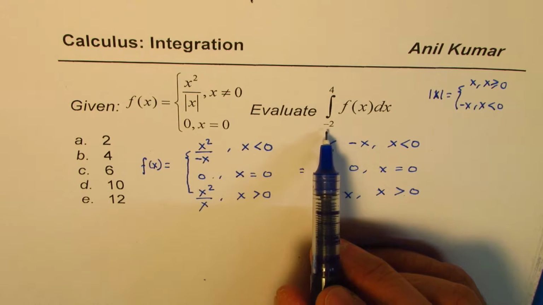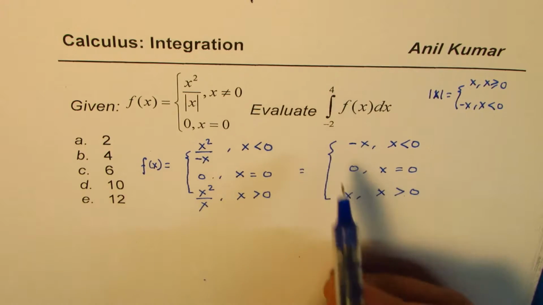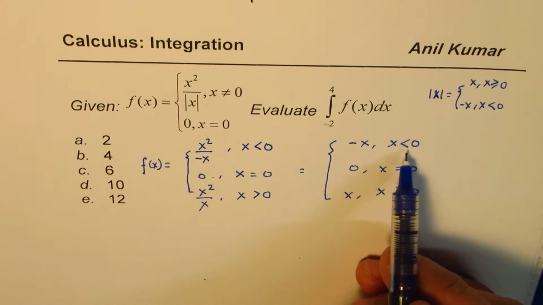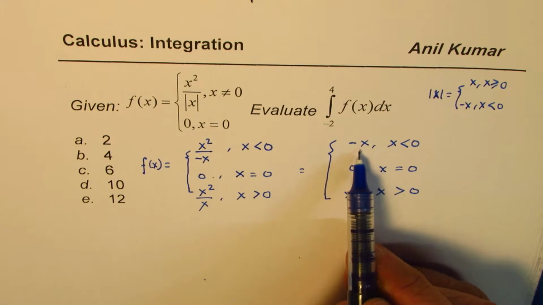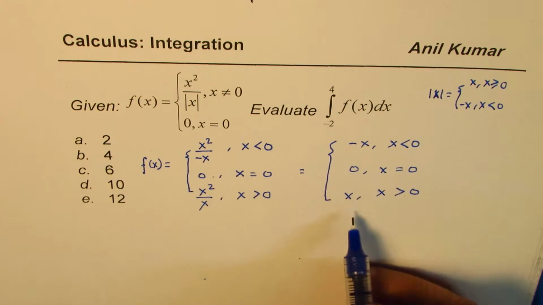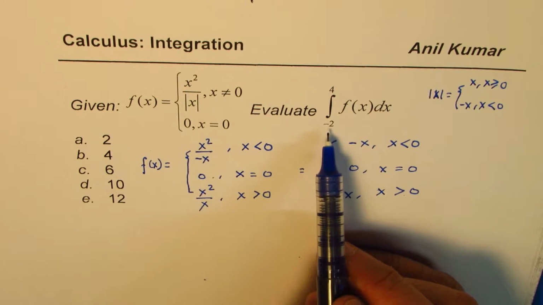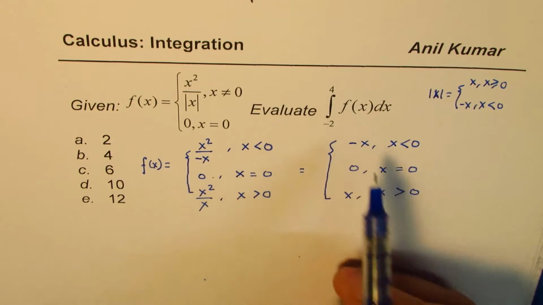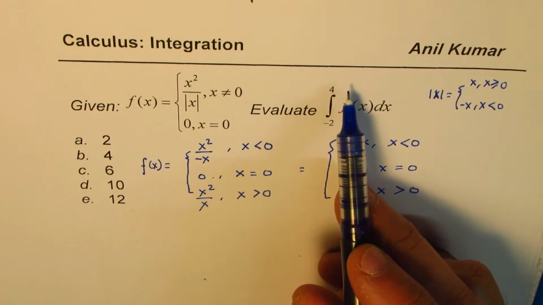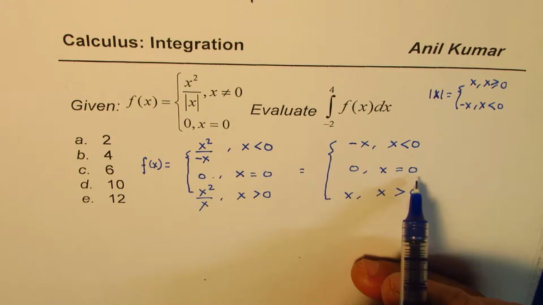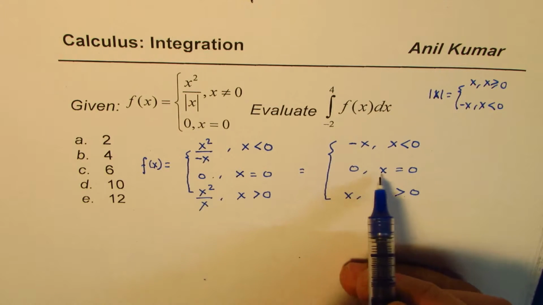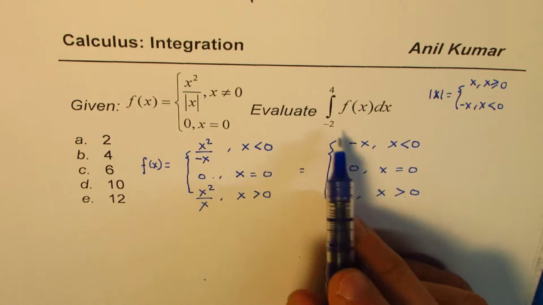So we have to integrate over the interval minus 2 to 4. You can see when x is less than 0, it has a value. So we could integrate it in parts, from minus 2 to 0, and then from 0 to 4, right? At 0 it is already 0. We could include it in any one of those, okay?